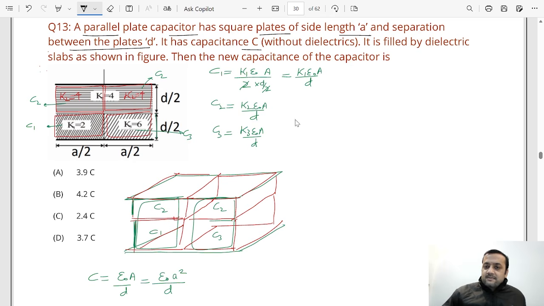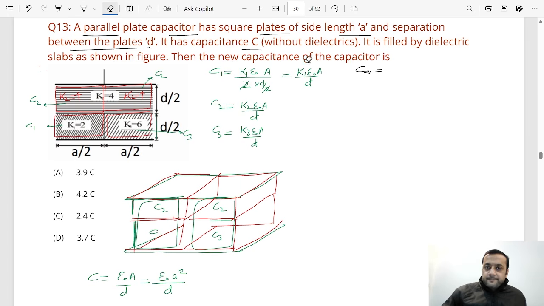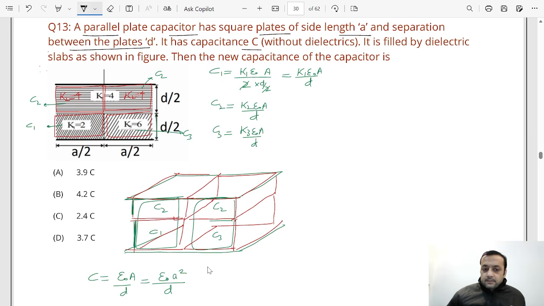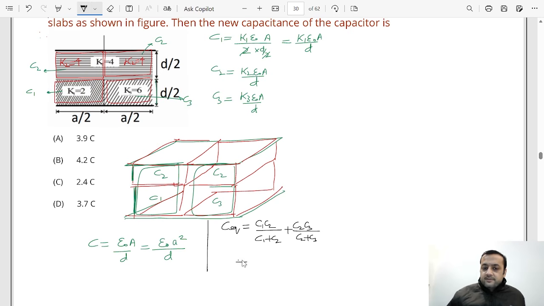So what's the combination of C1 and C2? If I combine them in series, let me write here. C equivalent will be, the combination of this will be C1 C2 divided by C1 plus C2. And similarly the combination of C2 and C3 will become C2 C3 divided by C2 plus C3. And the overall combination is in parallel. This is what we are going to get. Now, what is the value of C1?